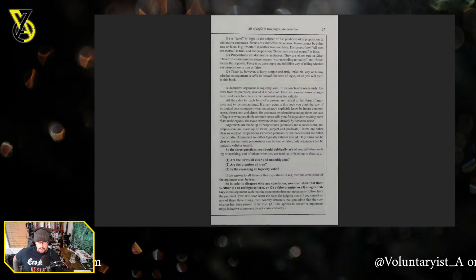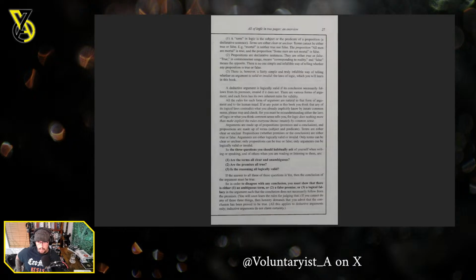If at any point in this book you think that any of its logical laws contradict what you already implicitly know by innate common sense, please stop and check, for you must be misunderstanding either the laws of logic or what you think common sense tells you. For logic does nothing more than make explicit the rules everyone knows innately by common sense.